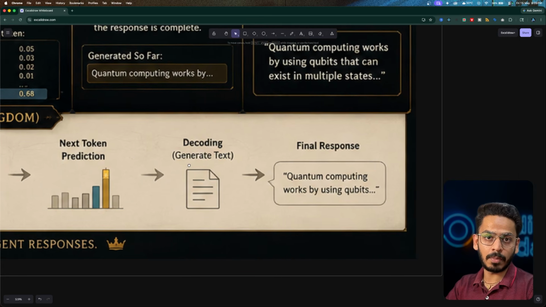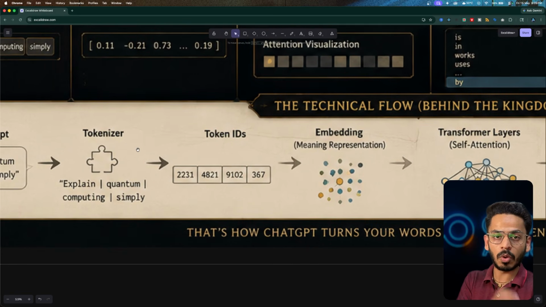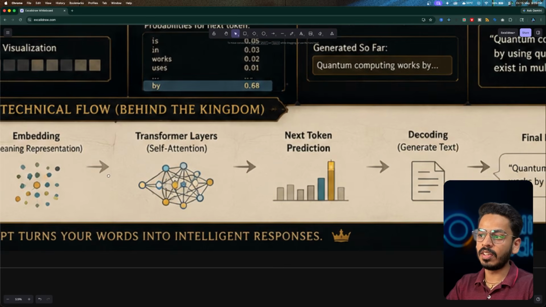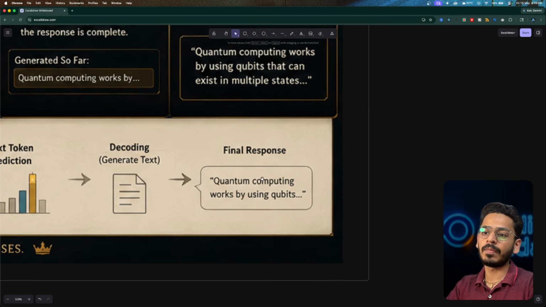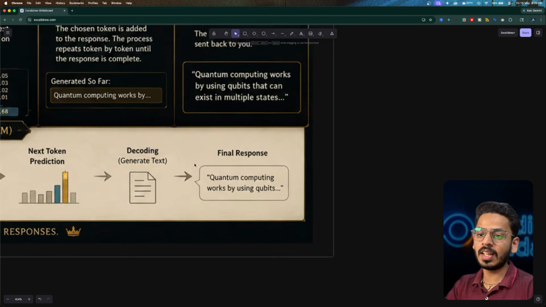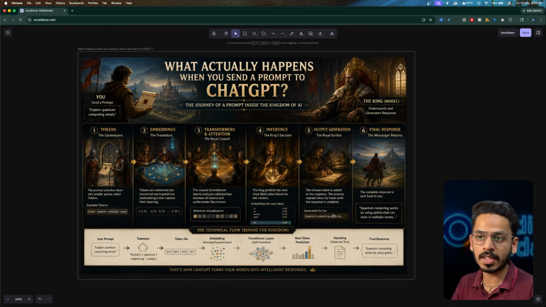Once we have the next token predicted, we generate the text. This next token prediction is then decoded. The earlier step, where we have the tokenizer, encodes the tokens. It converts the words into numbers. Here in the decoding part, it will convert the numbers into the words. And once this is decoded, we get the final response saying quantum computing works by using qubits. So this is how the entire working of ChatGPT is done.